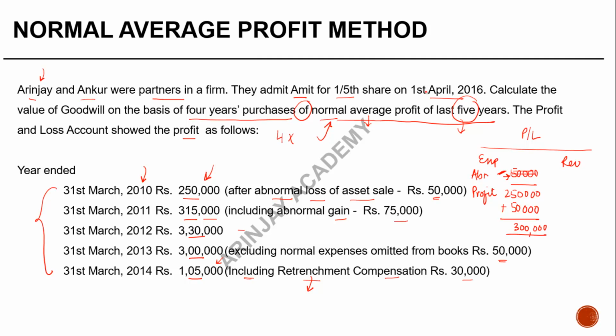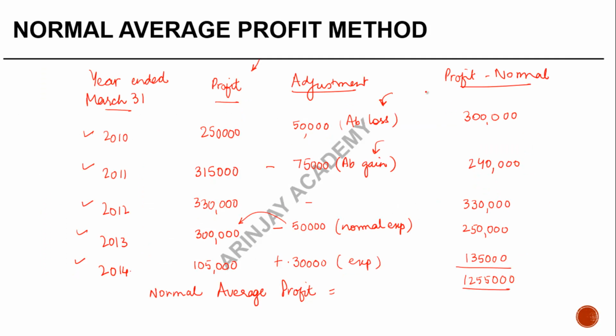Sometimes you may come across a question where the profits are given for 5 years, but you may have to do it for 3 or 4 years. Then do the calculation accordingly. So 12,55,000, because I need to take it for all the 5 years, divided by 5, that gives me 2,51,000 as the normal average profit.